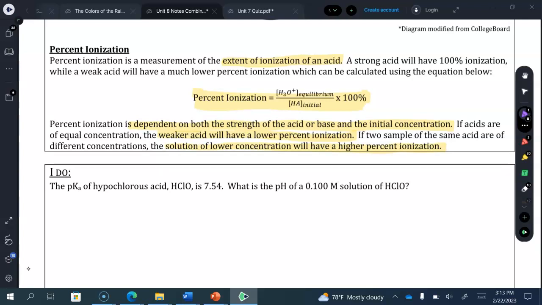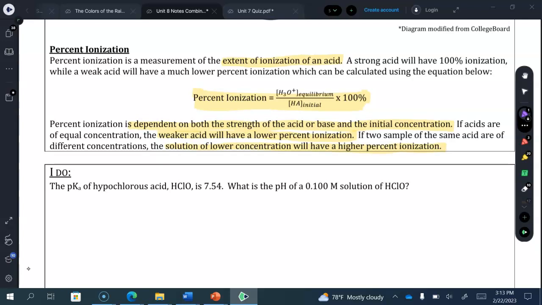Percent ionization is a measure of the extent of the ionization of an acid. A strong acid will have 100% ionization, while weak acids will have much lower percent ionizations, which can be calculated using the equation given below. Percent ionization is dependent upon both the strength of the acid or base and the initial concentrations.